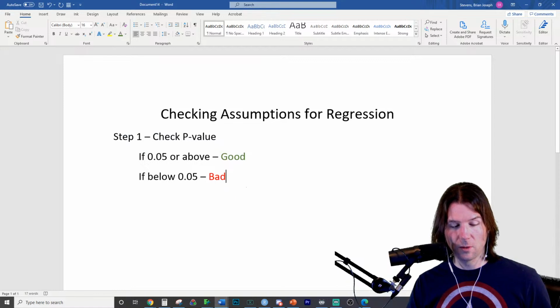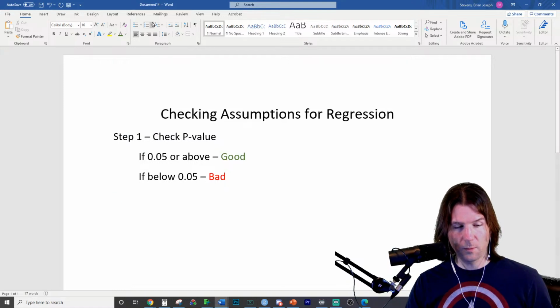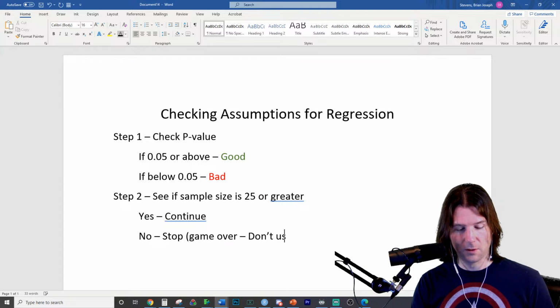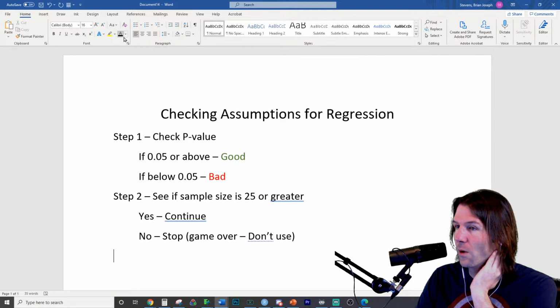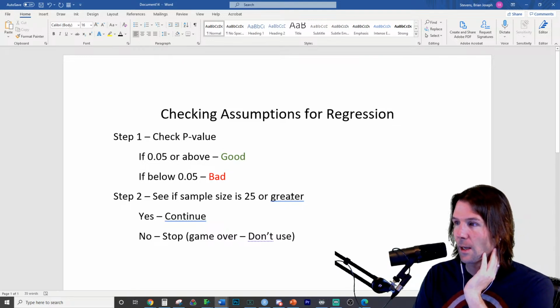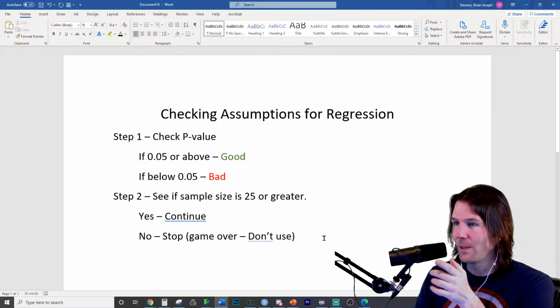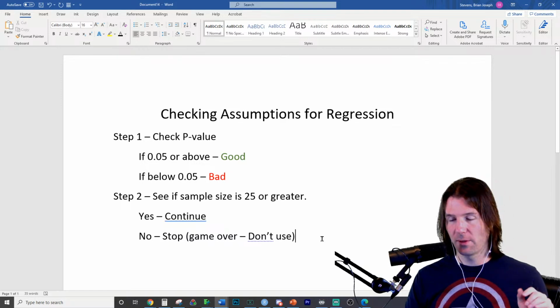So now step 2. Step 2, see if sample size is 25 or greater. Yes, continue. No, stop. Game over. Don't use. Okay, so you can continue on if you have at least 25. This is not like a pass thing. I'm trying to think, would I call it a pass? I'd say we get to continue checking to see if there's good or bad through this.